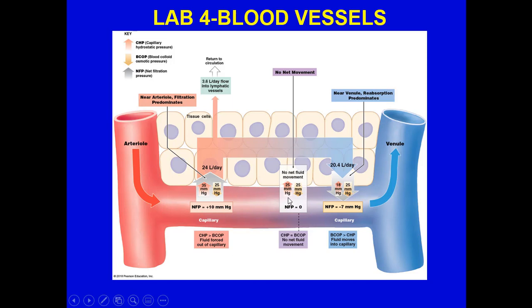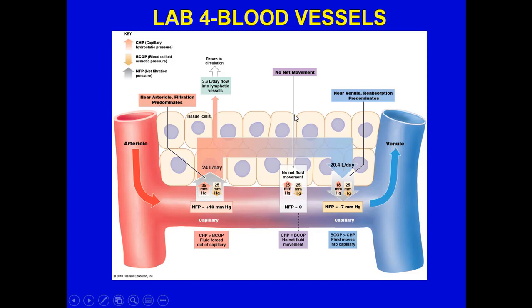Farther down the length of the capillary, you have an equalization because you've lost some of the pressure, because you've lost some of the fluid as it's left and gone into the tissues. Now, as we travel further down the length, the net filtration pressure is now negative, which means more can enter back into the capillary because the BCOP is greater than the CHP. Now, this is fluid movement. So nearer the venule, reabsorption will predominate. Nearer the arteriole, filtration predominates.